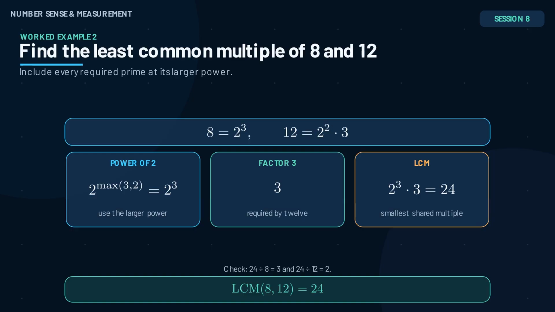Find the least common multiple of 8 and 12. 8 is 2 cubed, 12 is 2 squared times 3. Include every required prime at the larger exponent, 2 cubed times 3. The result is 24. Verify that both 8 and 12 divide 24 evenly.